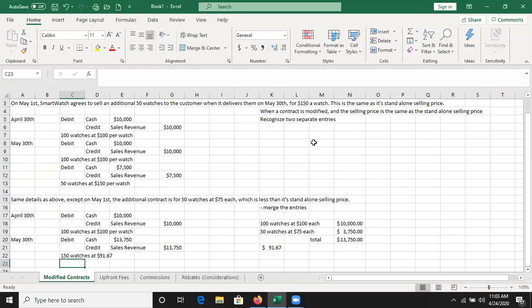Again, the standalone selling price is the price you would sell one watch to a customer who walked in your store. So what's your normal sales price? If it's not the standalone selling price, when you modify the contract, you actually have to join the journal entries together like this. Okay? Again, easy journal entries, easy calculations. It's just a concept that might be a little tricky. Okay?